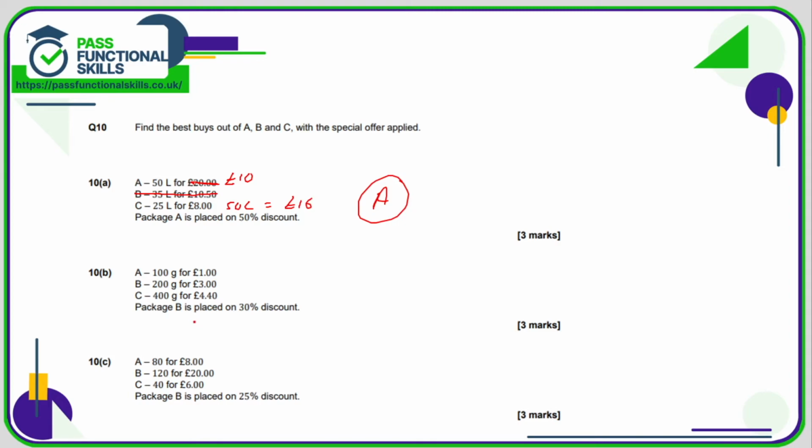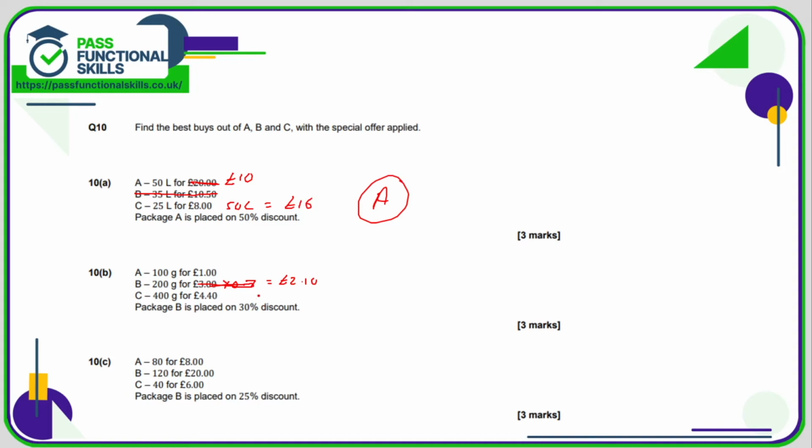10B, package B is placed on 30% discount, so we need to deduct 30%. So 30% off means you're paying 70%. So £3 times 0.7, which is the multiplier for 70%, means that this is now going to cost £2.10.